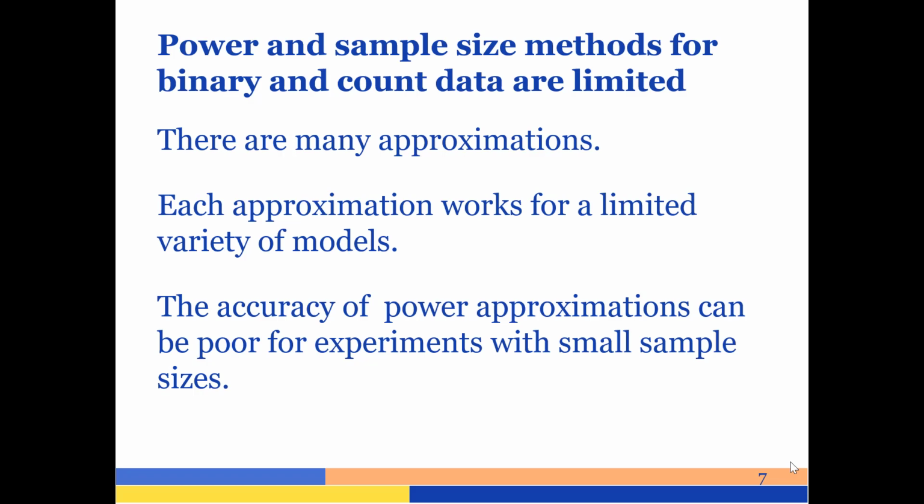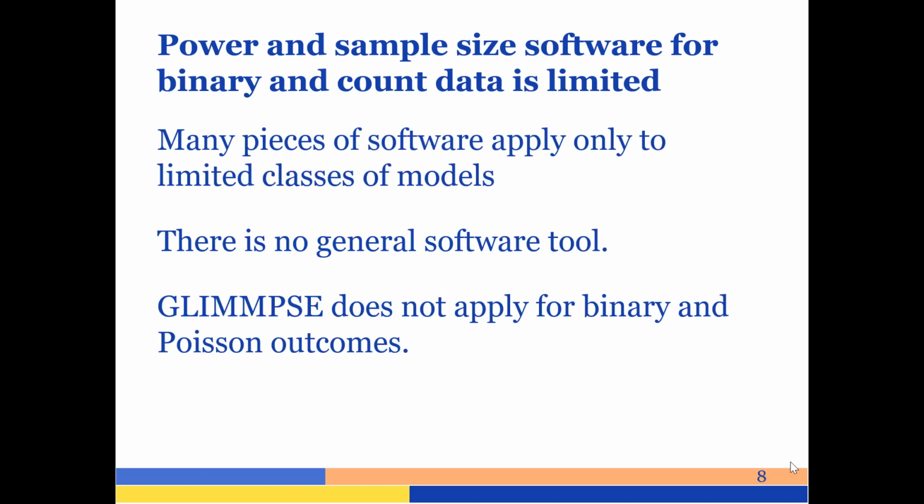So why do we care about this? We want you to be able to recognize these different types of outcomes in your work so you can make decisions about which of the outcomes can give you accurate power and sample size analyses. Power and sample size software typically works great for normally distributed continuous outcomes. However, the software is not so good for binary outcomes and not so good for Poisson outcomes either. Glimpse, for example, the software we use in this course, does not deal with binary or count outcomes, only continuous.